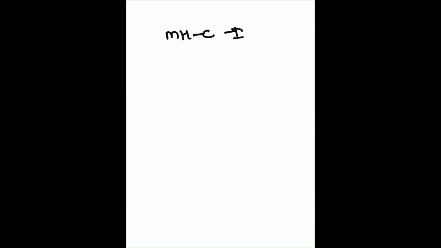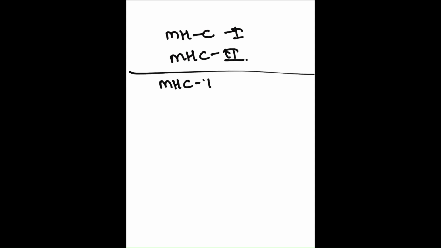So as you know, MHC is divided into two classes. First we will discuss class 1 in detail. The MHC class 1 is present on all the nucleated cells, including APCs.